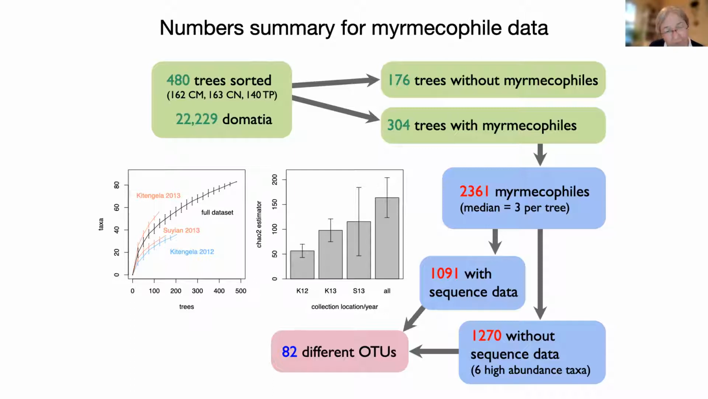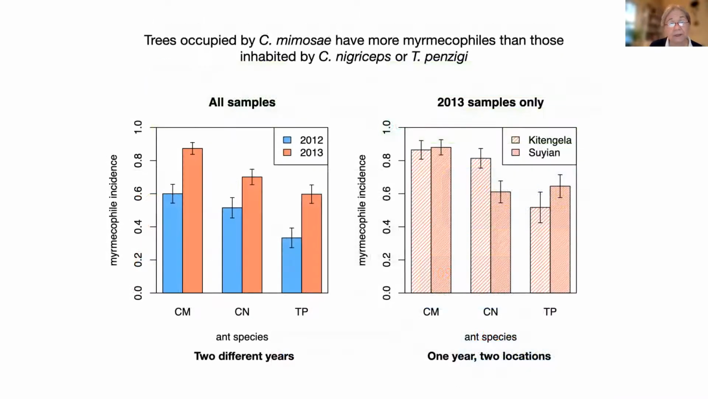So a very rich system filled with insects. And one of the things we noticed right away, sampling across 2 years or in two very different locations, the sites in Kinangop and Suyen are about 200 kilometers apart from each other. But at the two sites and in the 2 years, Crematogaster mimosae, the most bellicose ant, was also the one that had the most number of myrmecophiles in its colonies.